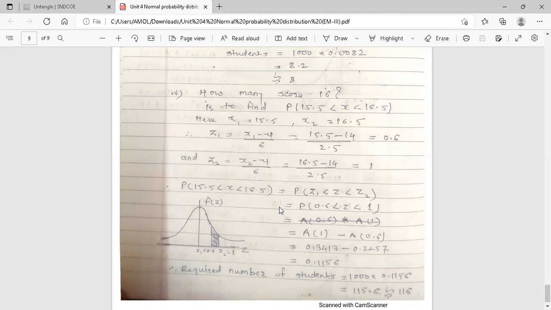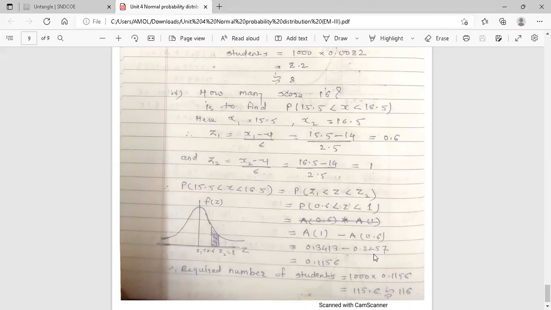So you find the probability between 0.6 and 1, meaning you subtract the area of 0.6 from the area of 1, because 1 is the bigger value and both Z1, Z2 are positive. So we have to subtract the area of the smaller one from the bigger one. The bigger one is 1, and its area is 0.3413 from the normal distribution table. The area of 0.6 is 0.2257.